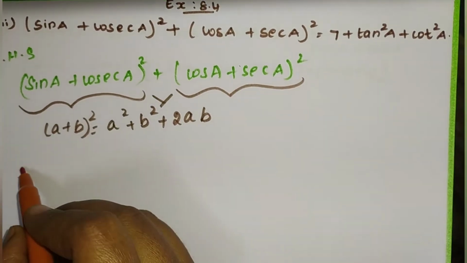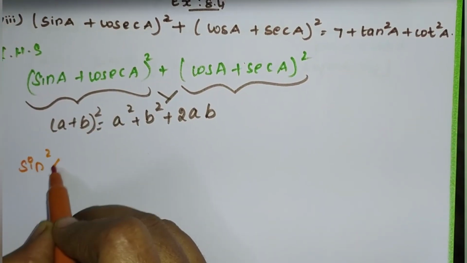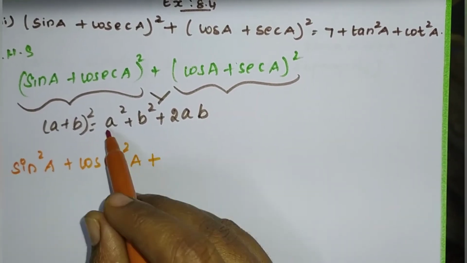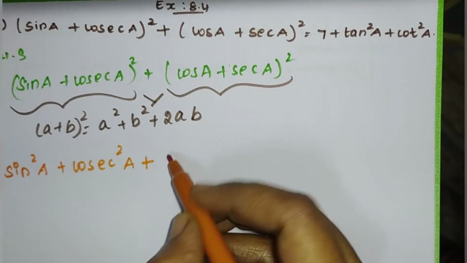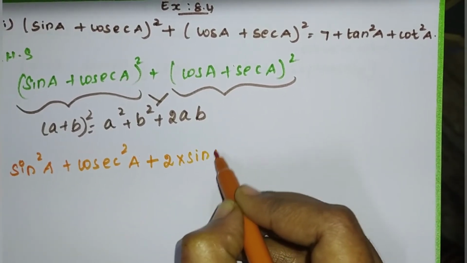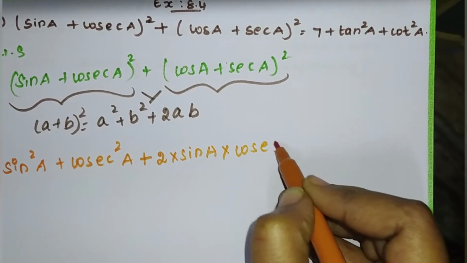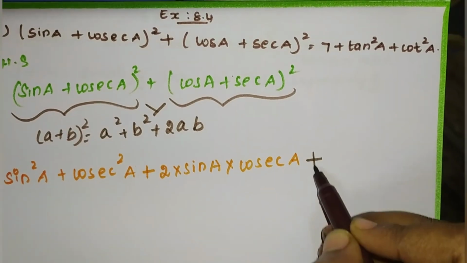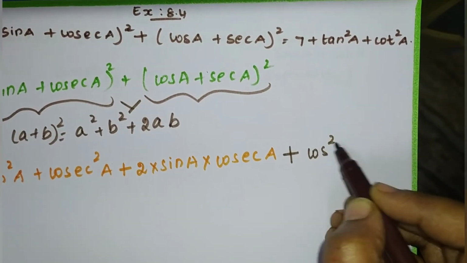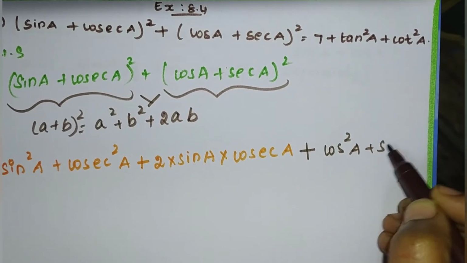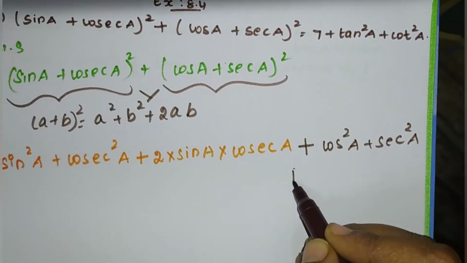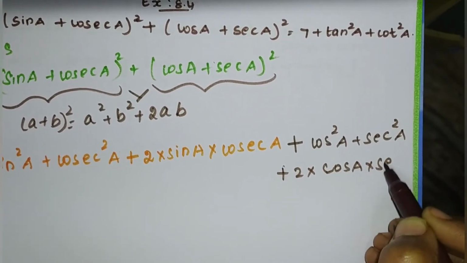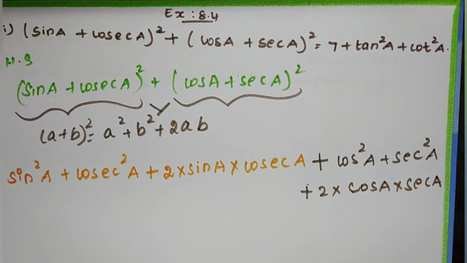So first for this, sin square A plus cosecant square A, that is A square plus B square, plus 2 into sin A into cosecant A. First part over. And then the second one is cos square A plus secant square A plus 2 into cos A into secant A. Clear?